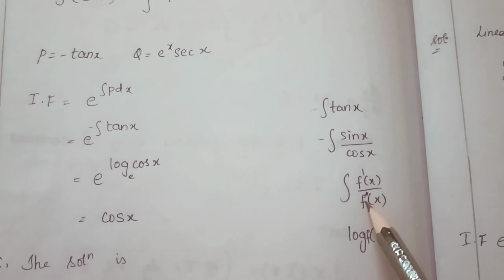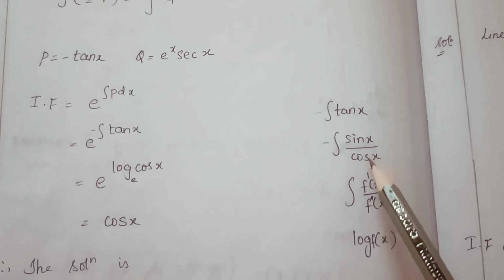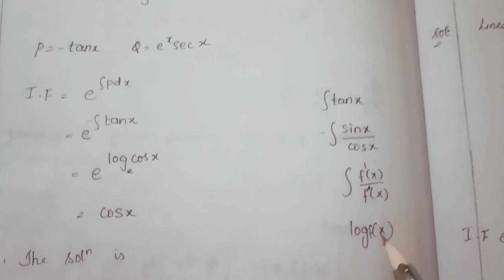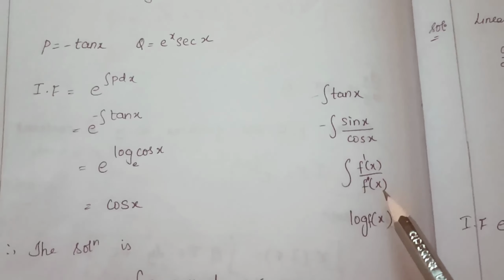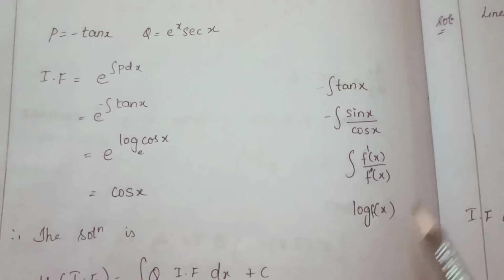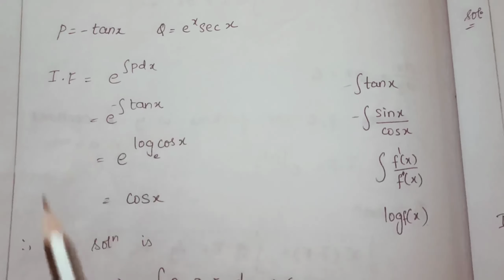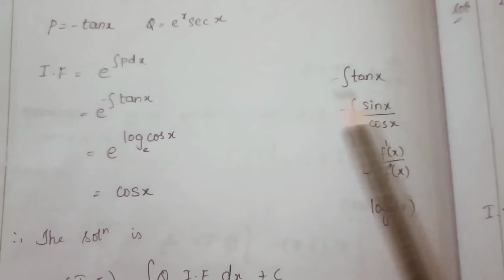Now we know f of x is cos x, and f dash of x is minus sin x. So we have the formula: integration of f dash of x by f of x is nothing but log f of x. So log cos x, where f of x is cos x.